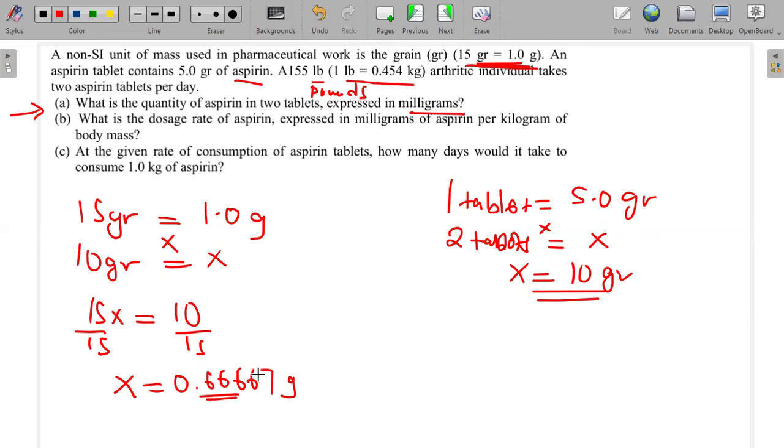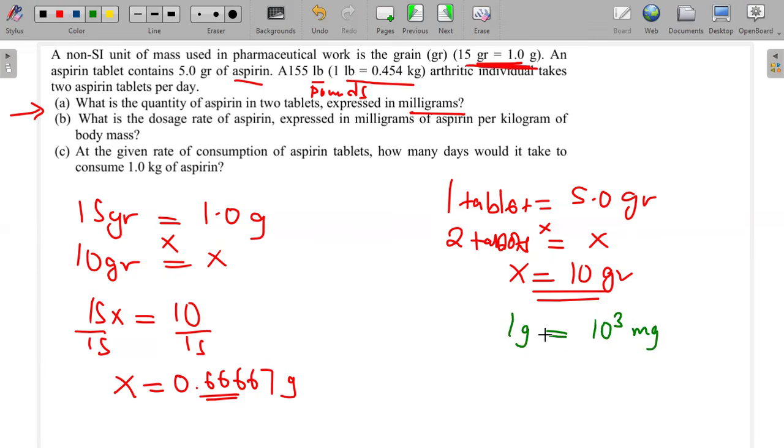So this is the quantity in grams, but remember here they said we should express it in milligrams. We should express it in what? In milligrams. So I just have to know the conversion factor now for converting from the grams to the what? To the milligrams. So 1 gram is equivalent to 10 to the power 3 milligrams.